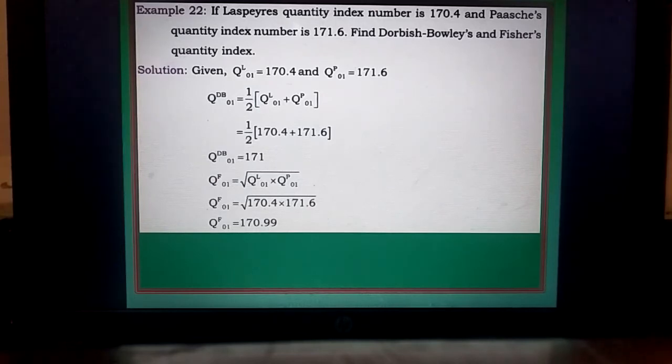Only we need to calculate Dorbish-Bowley's and Fisher's quantity index number. You know, students, already that Dorbish-Bowley's index number is the arithmetic mean of last year's and purchase. So here quantity index number to be calculated. That's why quantity index number based on Dorbish-Bowley is the arithmetic mean of last year's quantity index number and purchase quantity index number.